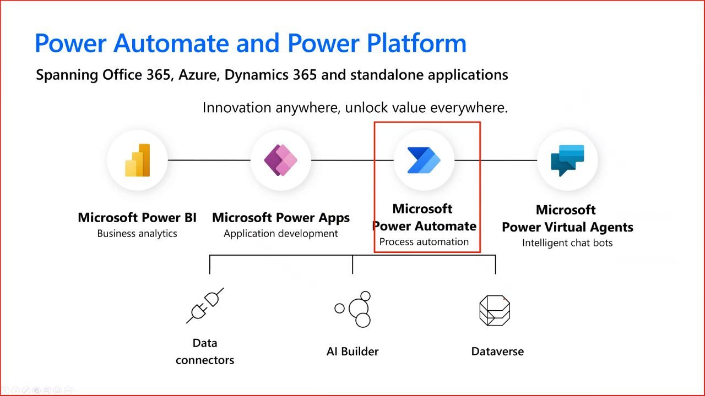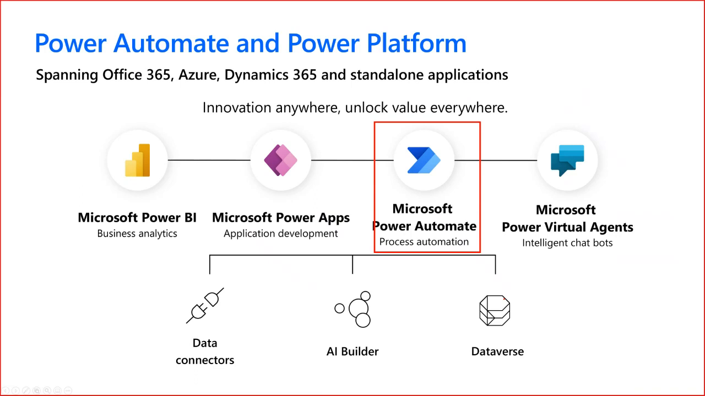Now, Power Automate is our workflow or process automation tool on the Power Platform, and it allows you to create low-code workflows to do things like approvals or customize any of your business processes, right? All in this no-code to low-code environment. So we'll dive deeper into how Power Automate works.